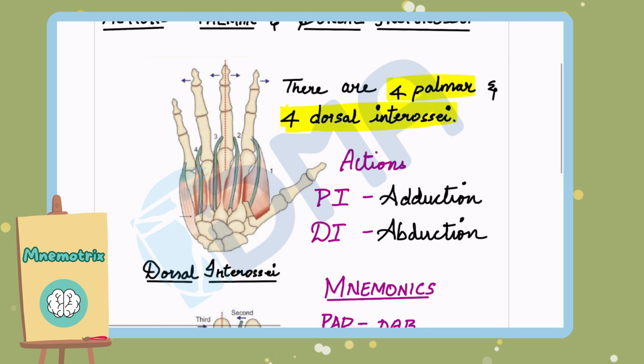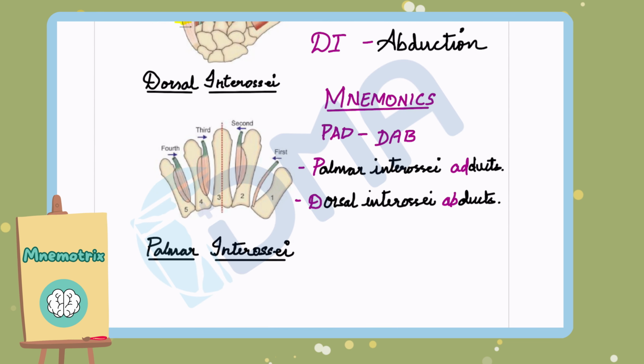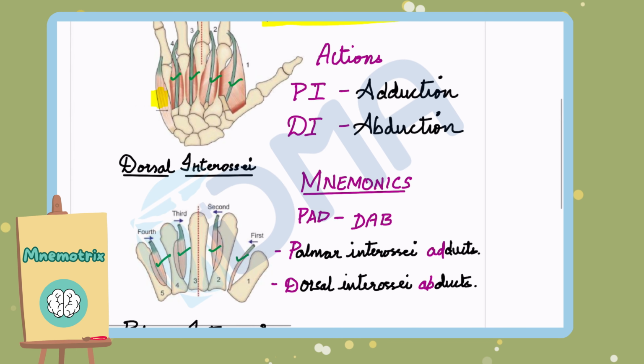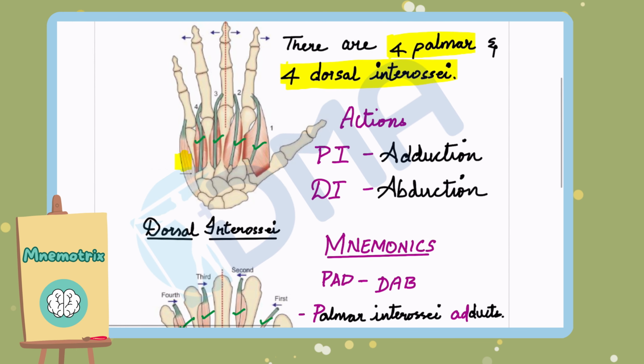So here in this first picture, I have represented the dorsal interossei muscles. Except this first one, this muscle is abductor digiti minimi. Other than the abductor digiti minimi, these 4 muscles are the 4 dorsal interossei muscles. In this second picture, I have represented the palmar interossei muscles. Here there are 4 palmar interossei muscles. So there are 4 palmar and 4 dorsal interossei muscles.